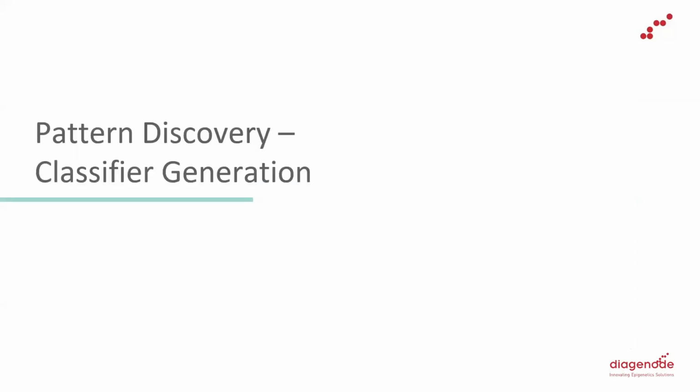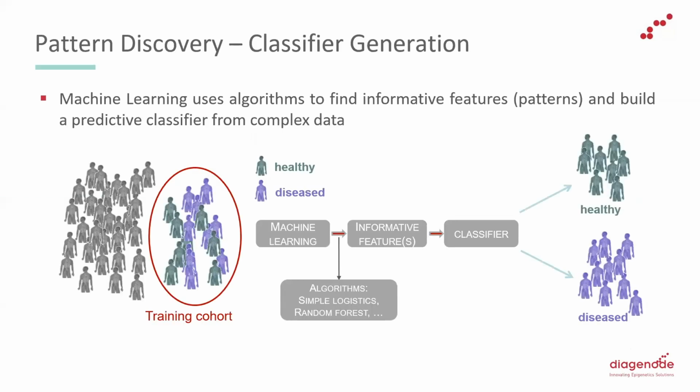So what is machine learning actually doing? It's using algorithms to find informative features, what we call patterns, to build predictive classifiers from complex data. Here is an example of a supervised machine learning approach where we have a human population and, for example, DNA methylation data for this population. We are selecting a training cohort. I forgot to say that in this population, we have healthy or diseased people. So we are selecting a few of them where we know the state of these people, if they are healthy or diseased. That's considered as our training cohort.